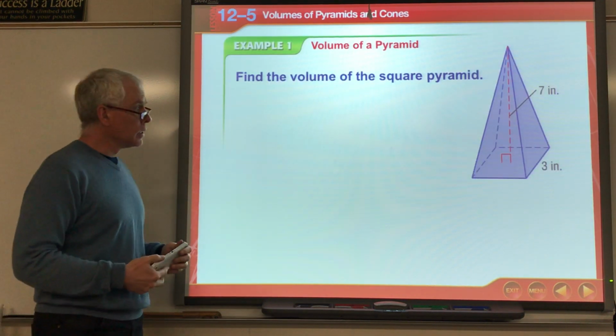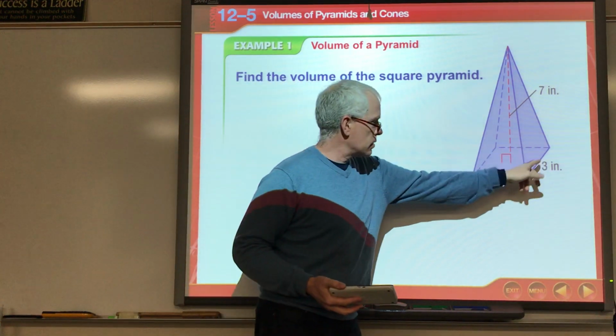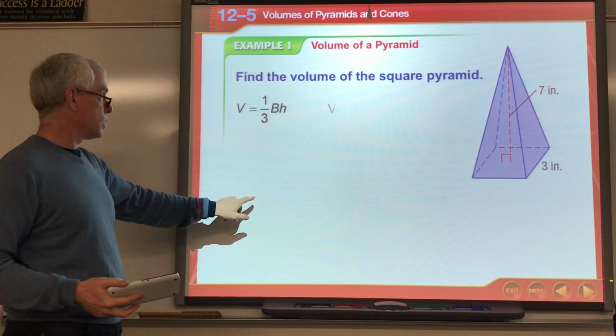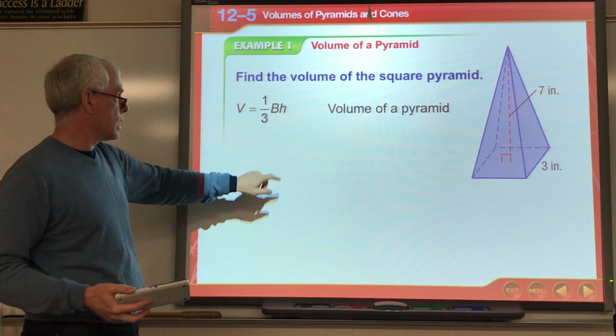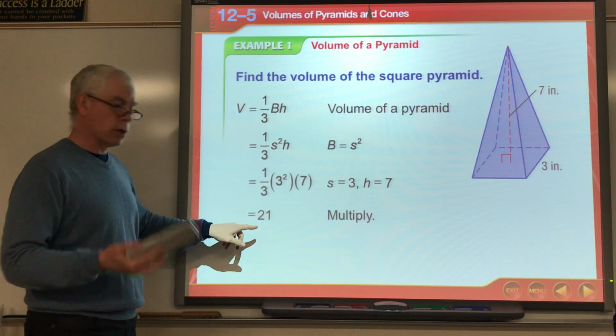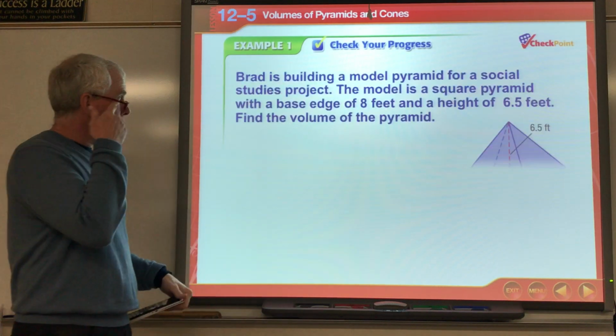So find the volume. The base is a square. It says it's a square pyramid. So the area of the base is going to be 9, 3 times 3. And the height is 7. So we're able to just plug stuff in here. Capital B will be 9. Height will be 7. And we put it in the calculator, we get 21. Pretty straightforward, you guys. Okay, why don't you give it a shot?